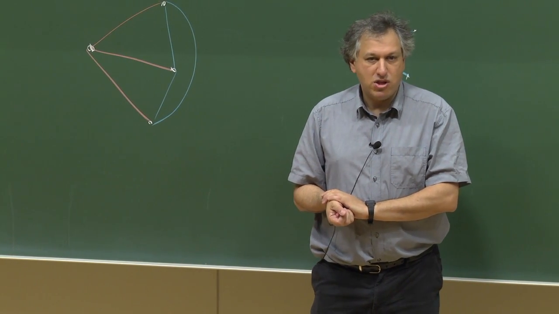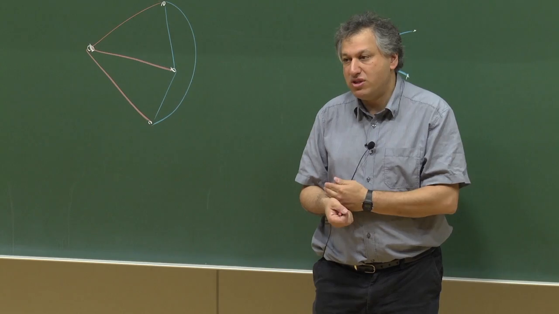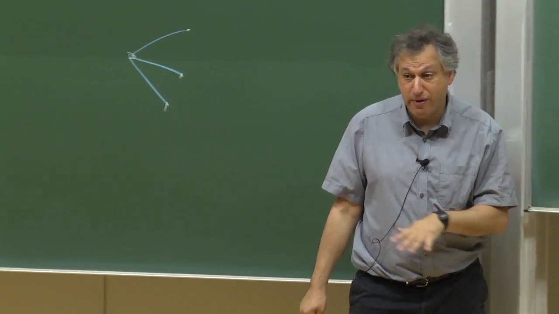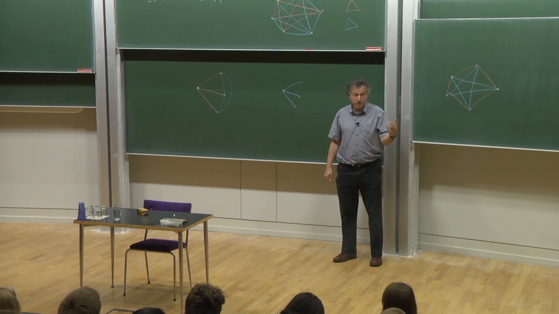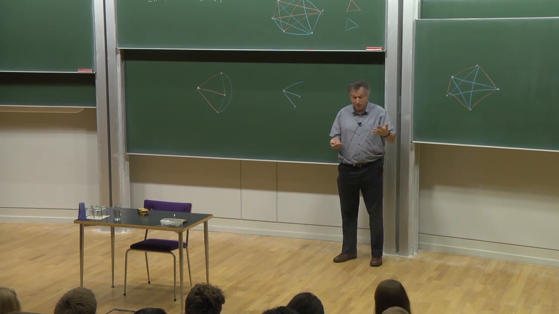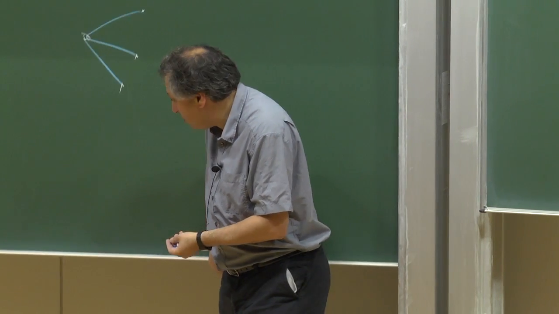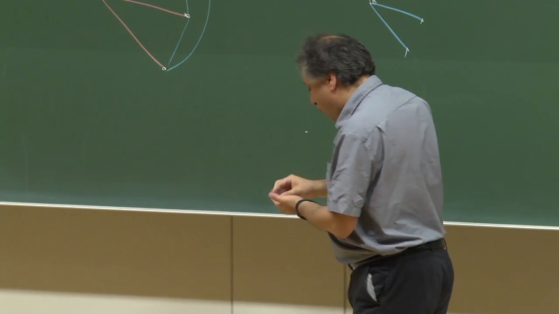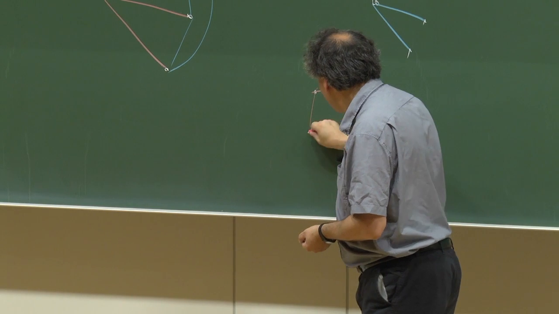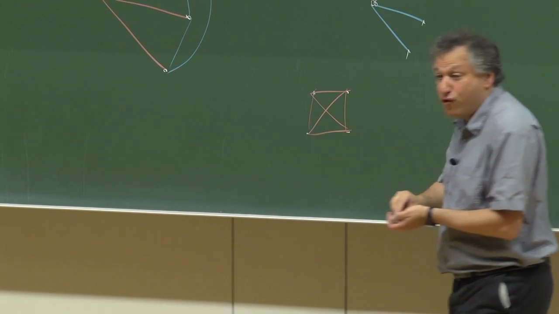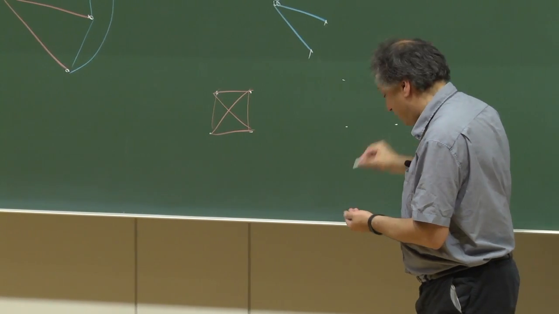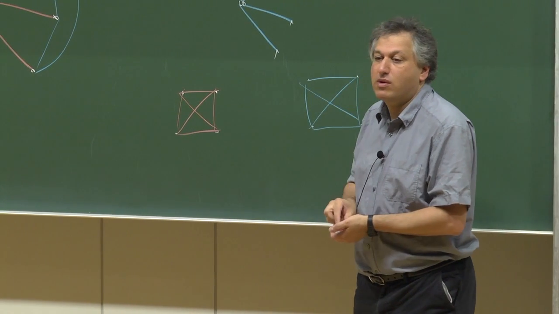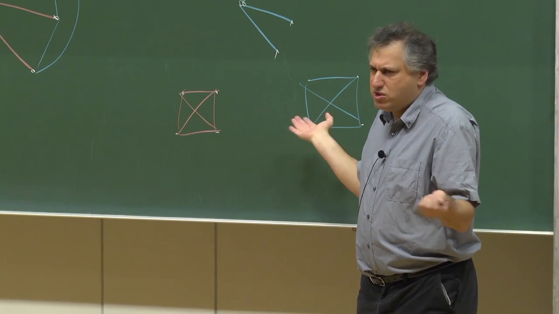Okay, so what would be the next thing to ask? You'd say, let's find a bit more order. Let's find not 3 points all joined by red or blue, but 4 points all joined by red or blue. Right, that's the next thing to ask, obviously. So how about finding either 4 points all joined by red or 4 points all joined by blue? Right? Can we do that?